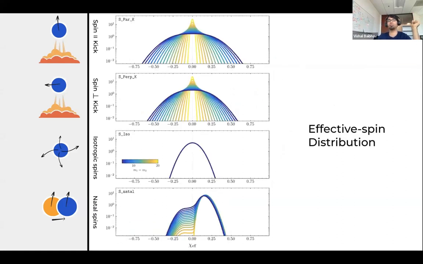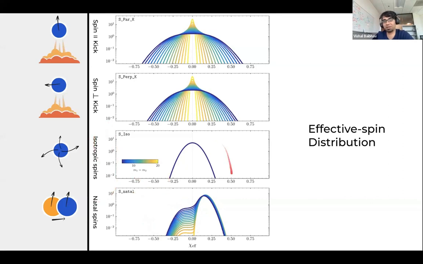We can see similar correlations in the chi-effective distribution. LIGO cannot measure spin directions and spin magnitudes that accurately, but it can measure chi-effective very accurately. So if black holes get their spins entirely from their parent stars, we expect the chi-effective to be mostly positive with tails in the negative chi-effective regions, because when the kick is large, there is a possibility that you can have tilts like this.